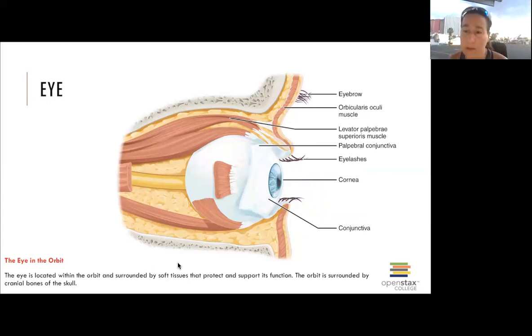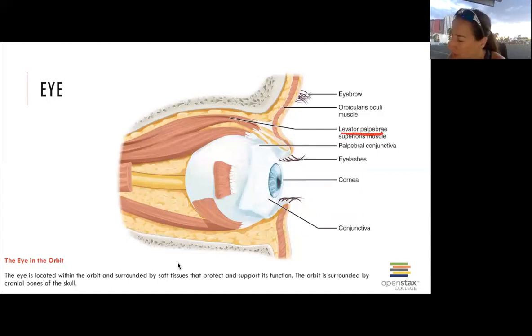One muscle that we haven't talked about though, we talked about the rectus muscles and those pulled straight back. And there was also this guy, the levator palpebrae. The levator palpebrae is going to lift up your palpebrae, so this muscle lifts up your eyelids.